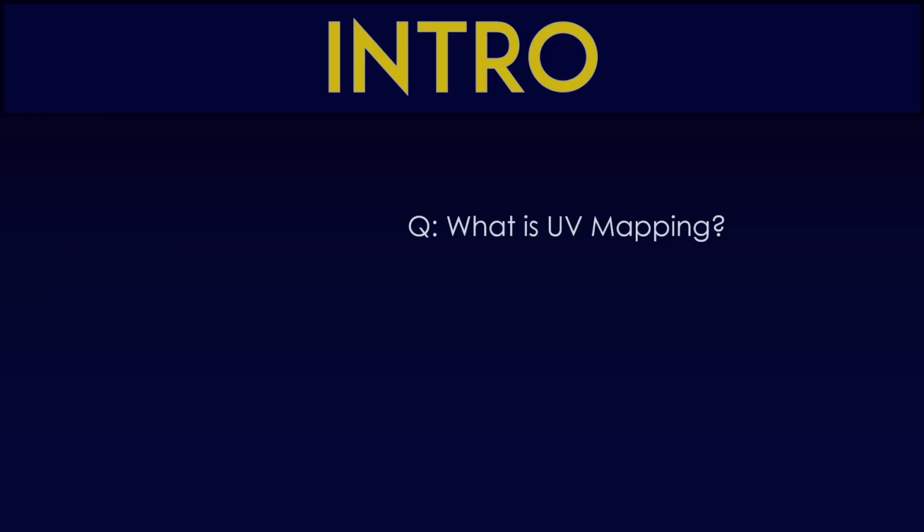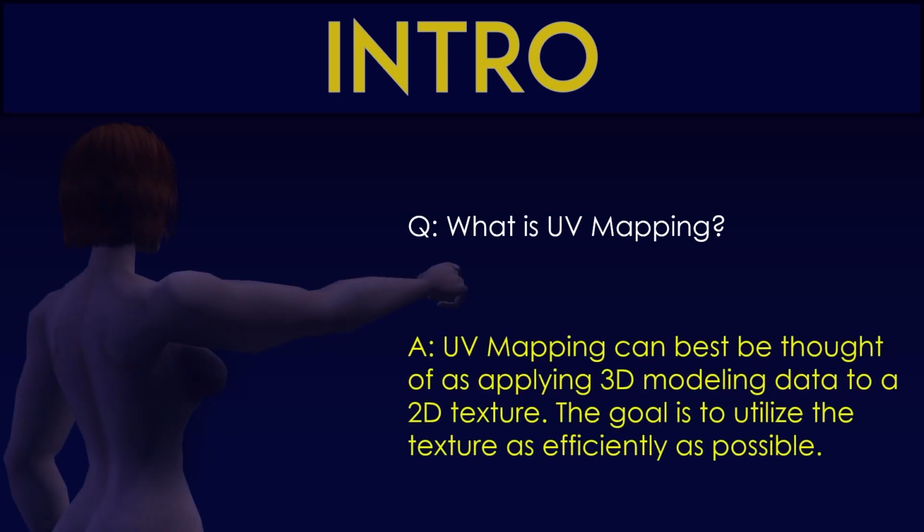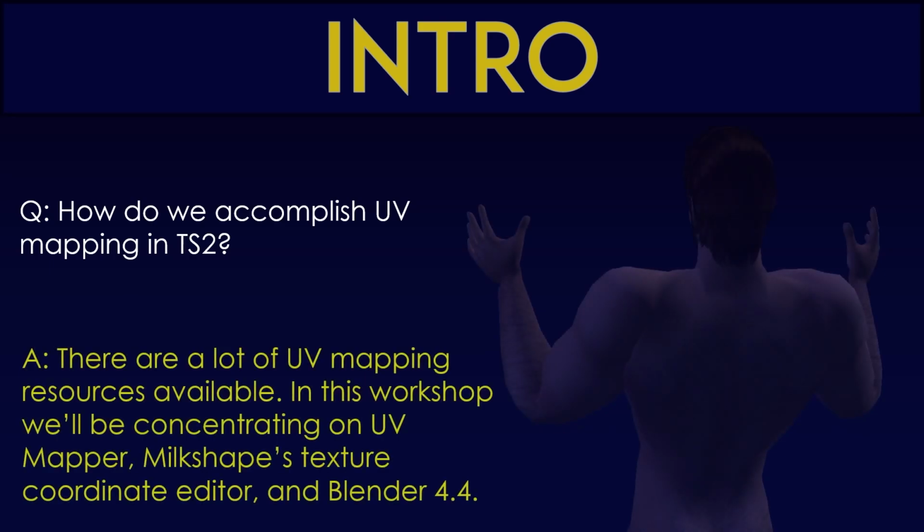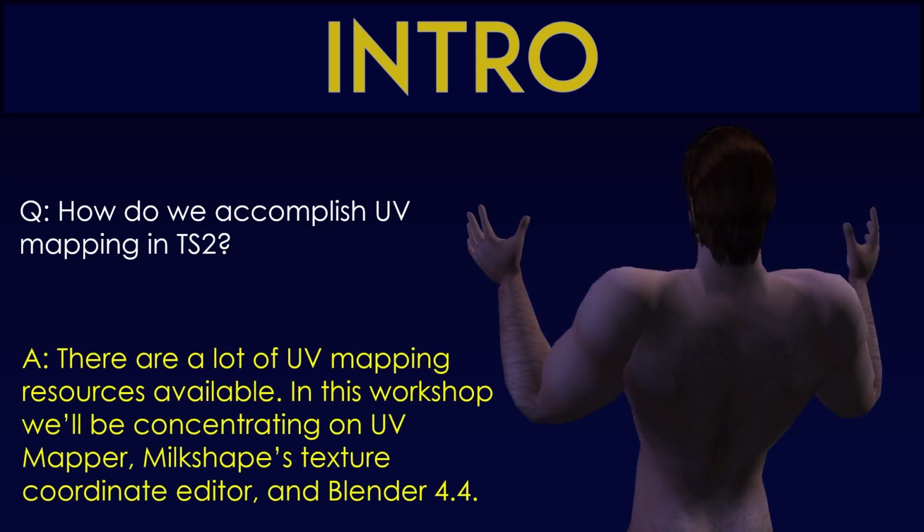What is UV mapping? UV mapping can best be thought of as applying 3D modeling data to a 2D texture. The goal is to utilize the texture as efficiently as possible. How do we accomplish UV mapping in TS2? There are a lot of UV mapping resources available. In this workshop, we'll be concentrating on UVMapper, Milkshape's texture coordinate editor, and Blender 4.4.